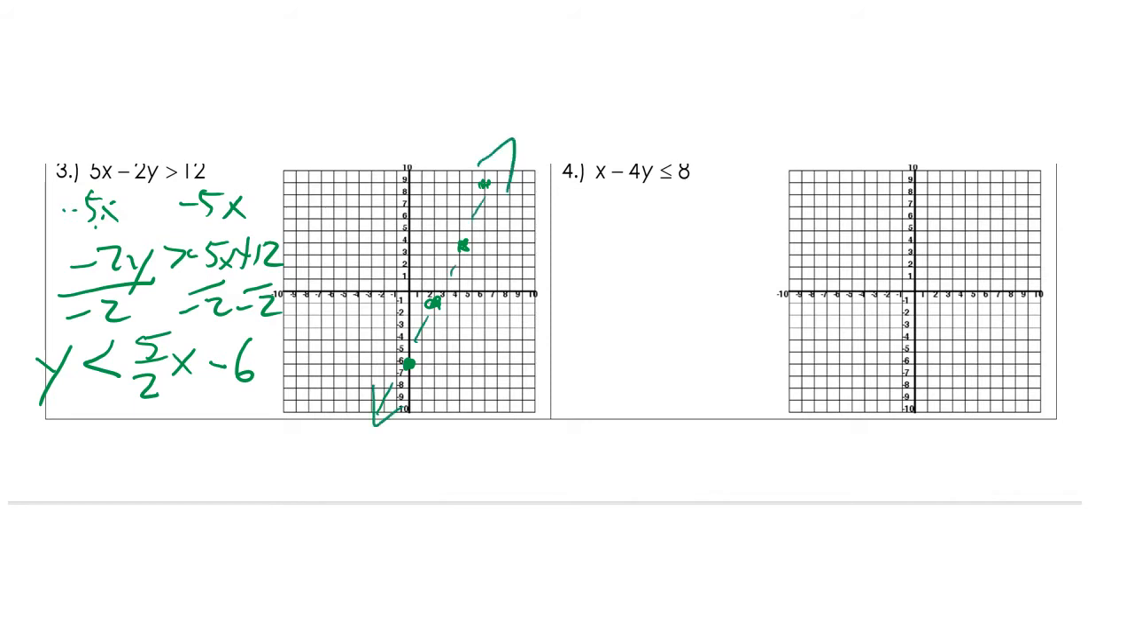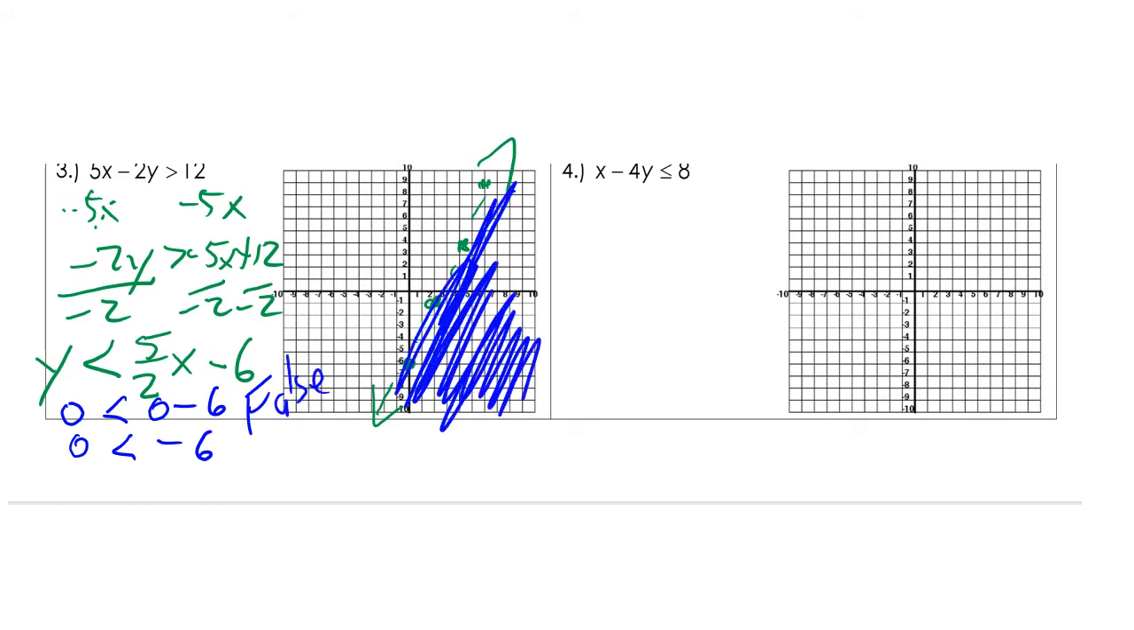Now I have to figure out which side to color on. If I put (0, 0) in, I will get 0 is less than 0 minus 6. 0 is less than -6. That's true. So I'm going to color on this. No, 0 is not less than -6, is it? That's a false statement. Oh my goodness. So I'm going to color on the side away from (0, 0).